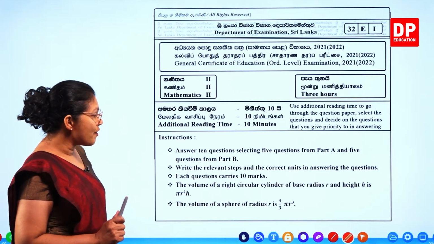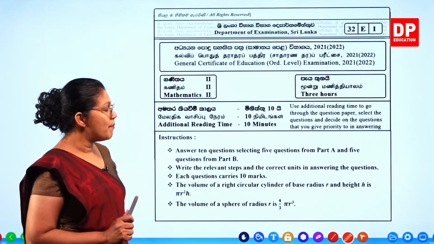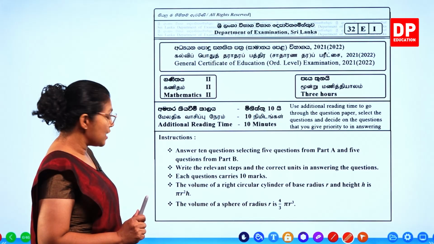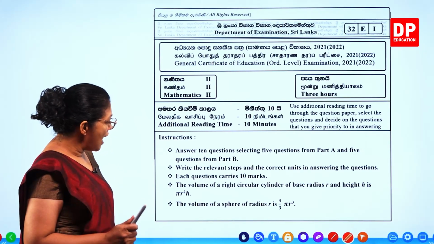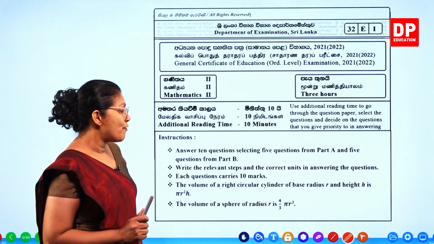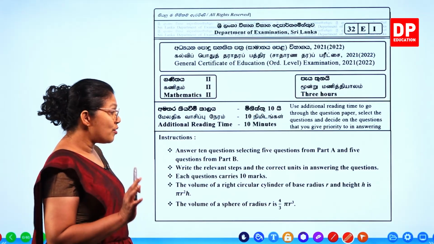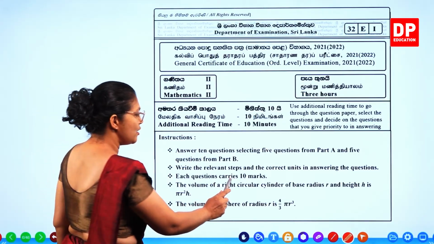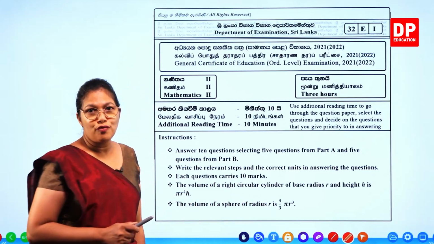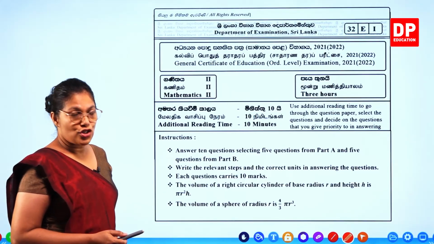And what are the 2 important formulae given in this paper? The volume of a right circular cylinder of base radius r and height h is pi r squared h, and the volume of a sphere of radius r is 4/3 pi r cubed. So you don't have to memorize all these. You can refer to these 2 formulae. So let's take question number 1.